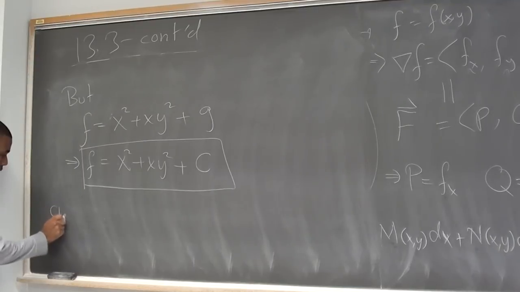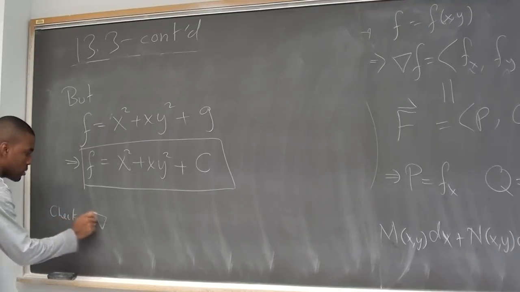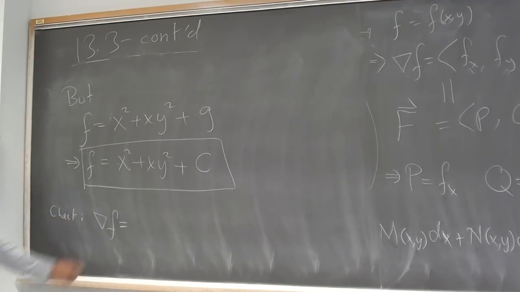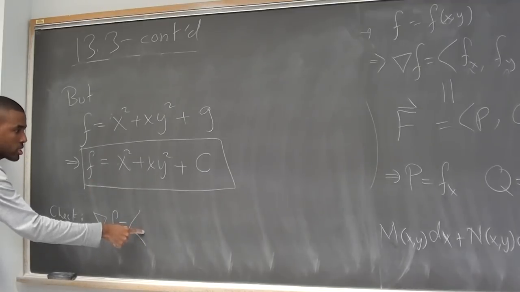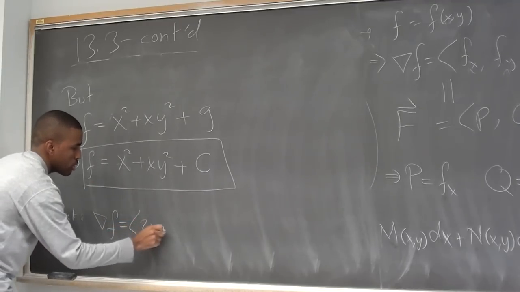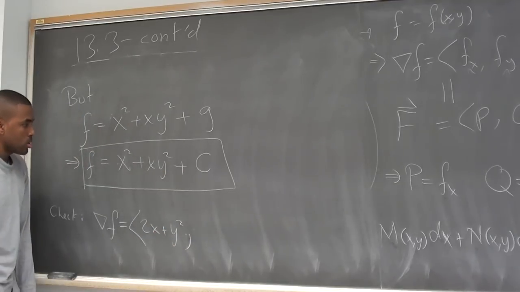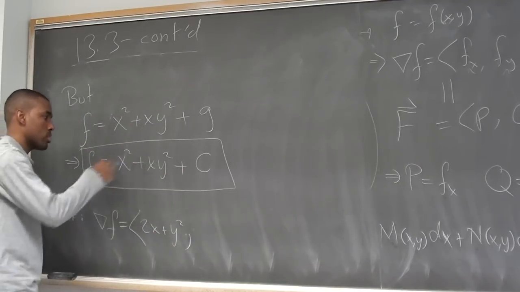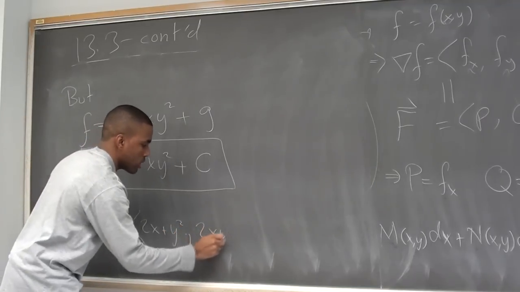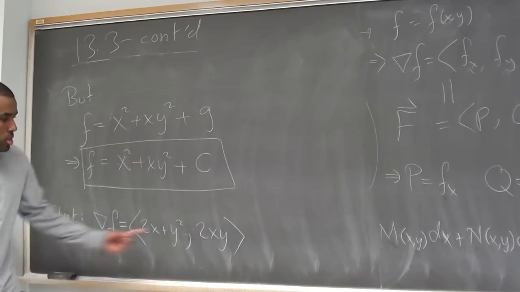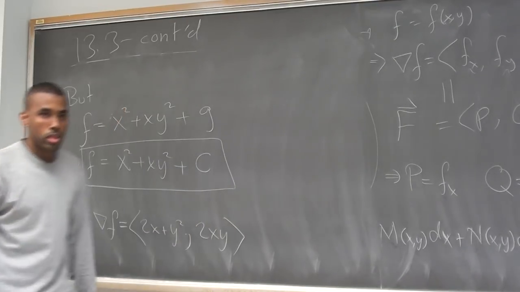And you can always do a check, right? If you find the gradient of this f, it's the partial with respect to x in the first component, that's 2xy plus y squared, right? Derivative of that is 0. Partial with respect to y, this would be 0, this would be 2xy, right? Which was the function that we started with, right?